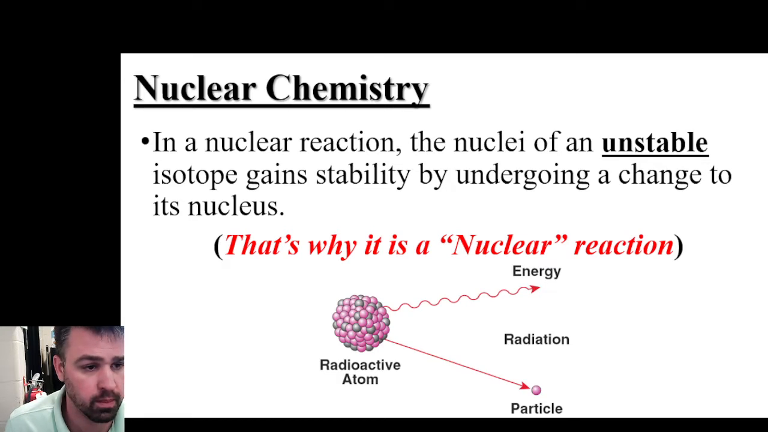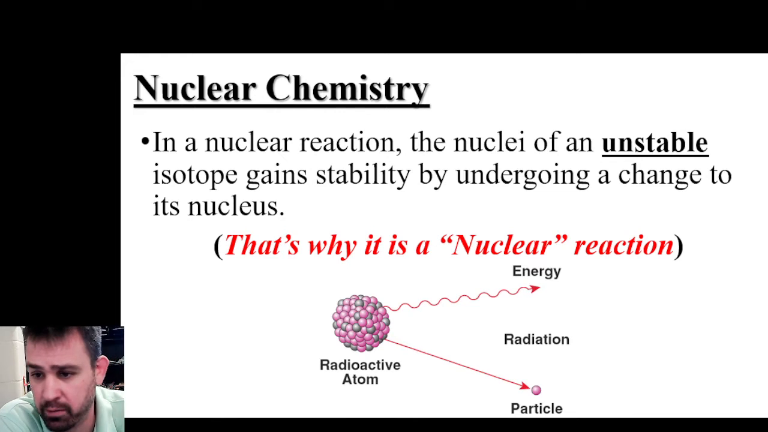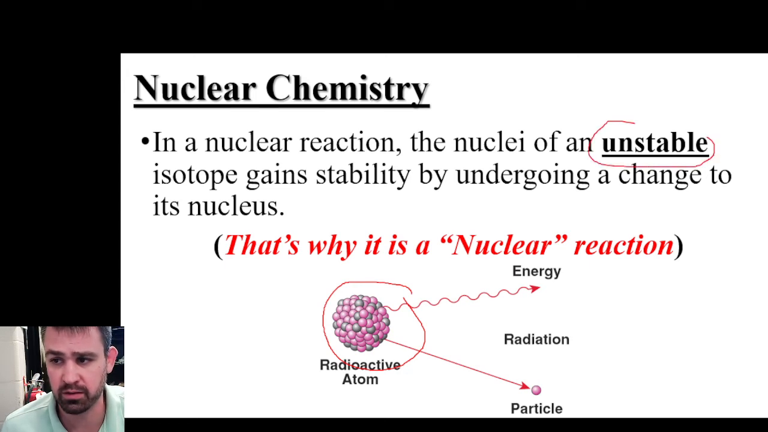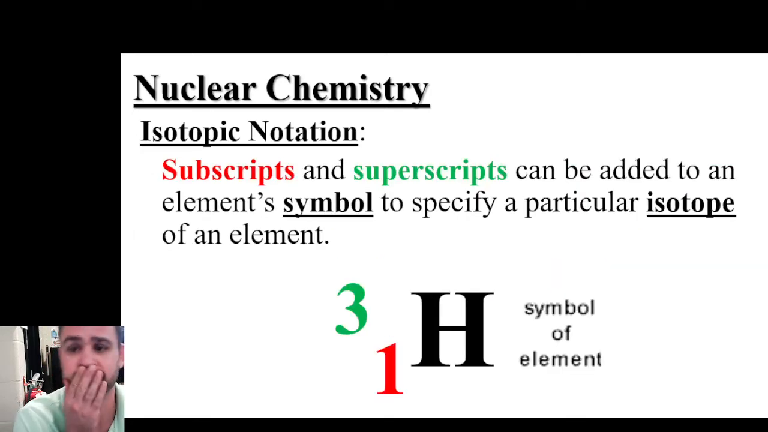Thank you. Okay, the nucleus, so what's going to be happening with the nucleus? Here you can see that if something's radioactive, that means it's going to be giving off energy, and when it gives off energy, it's also going to be giving off some type of particle. This is going to mean it's unstable. And so nuclear chemistry is all about the unstableness of the nucleus of an atom.